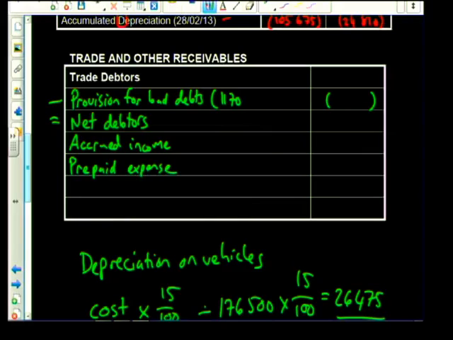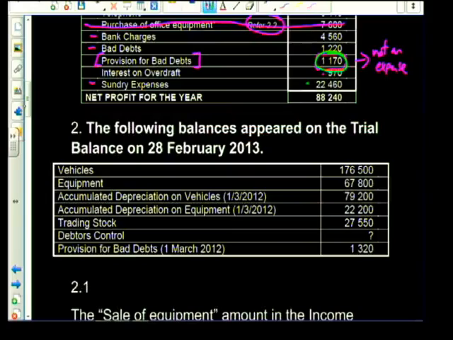I hope you're learning from this exercise how important it is to know what goes where, because otherwise your income statement is going to look like the income statement of this inexperienced bookkeeper, and you're going to make lots of mistakes and lose lots of marks. So make sure you learn this very, very well.